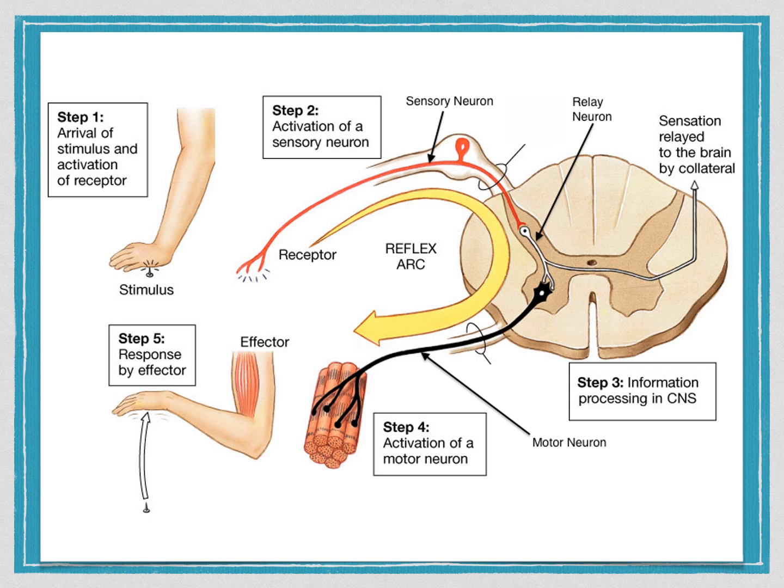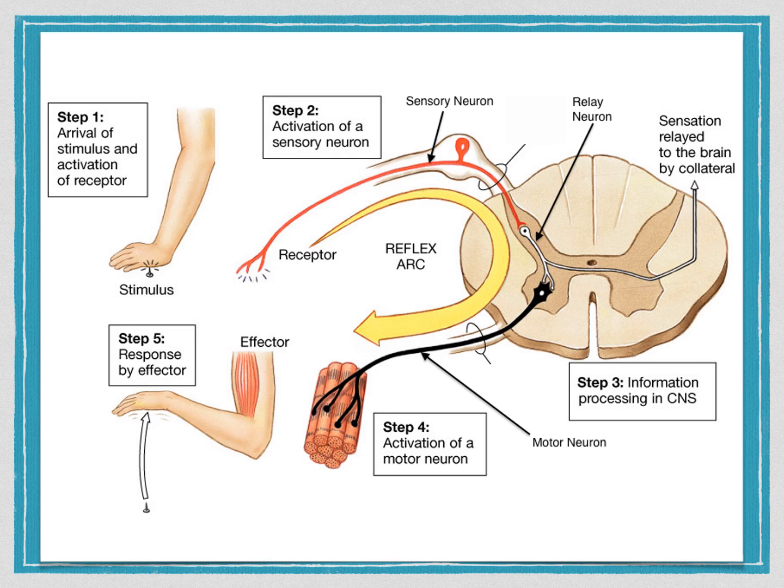Inside the spinal cord, you can see you have a relay neuron. The relay neuron is going to quickly send information or impulses back out to the motor neuron. The motor neuron is going to carry that information all the way out to your effectors. In this case, the effector is a muscle in your arm, which is going to then contract and pull your hand away from the stimulus. That is the response.